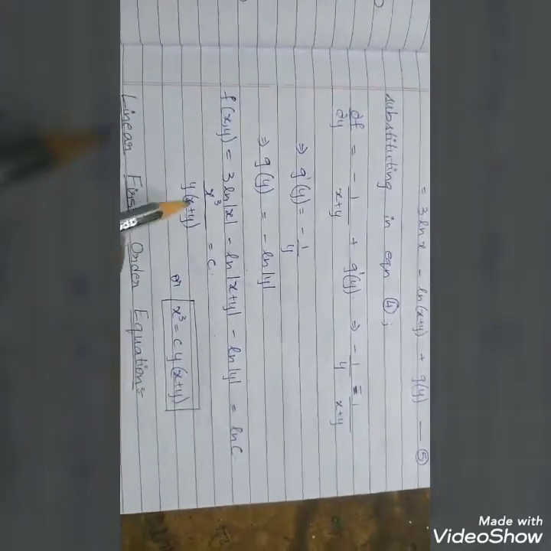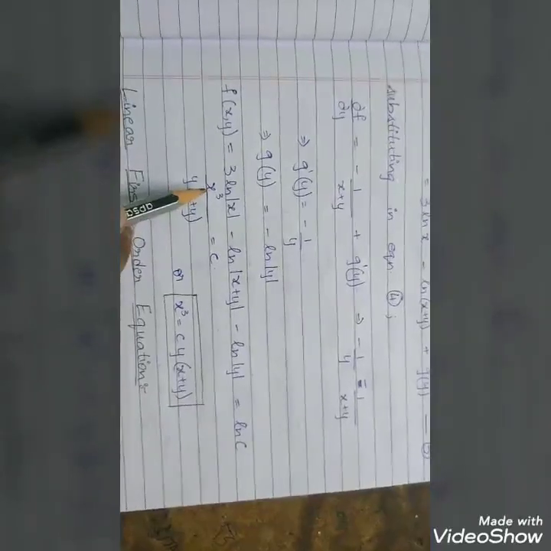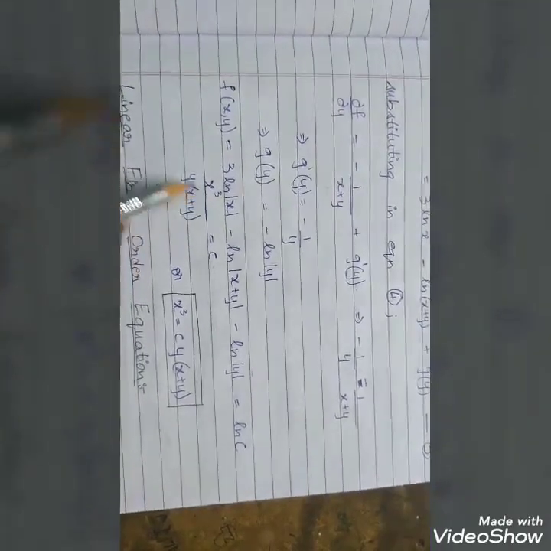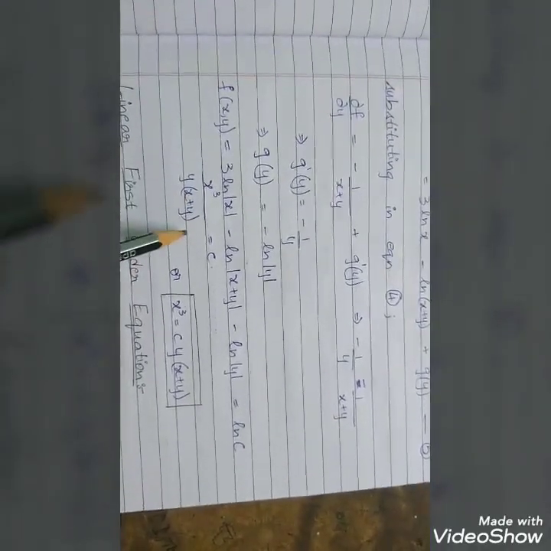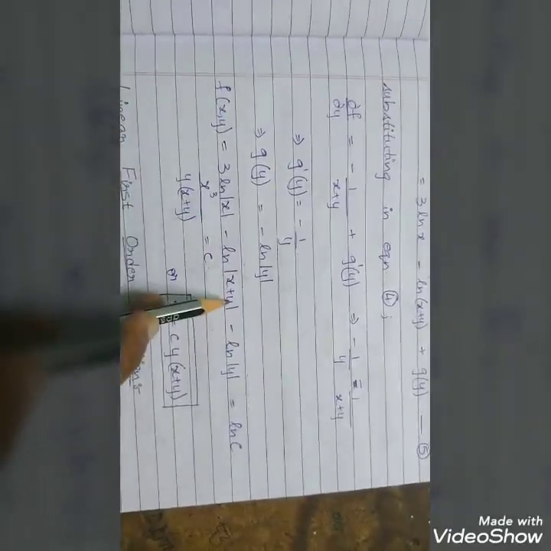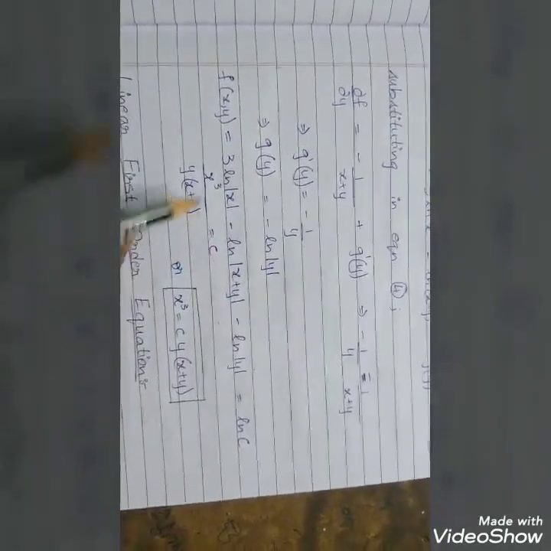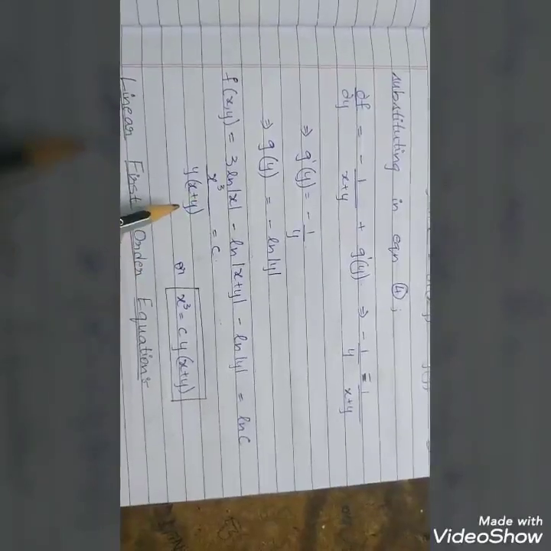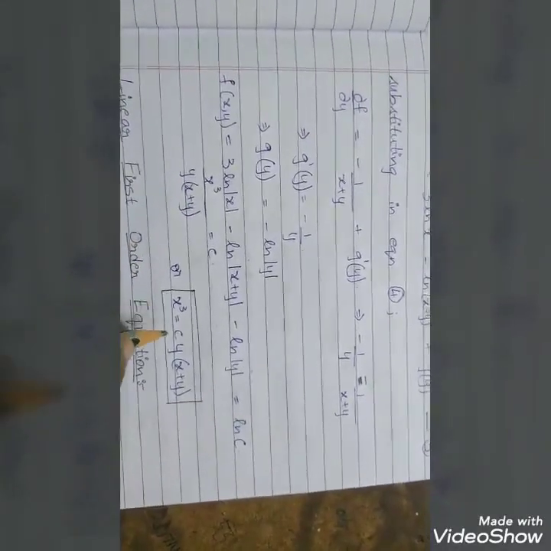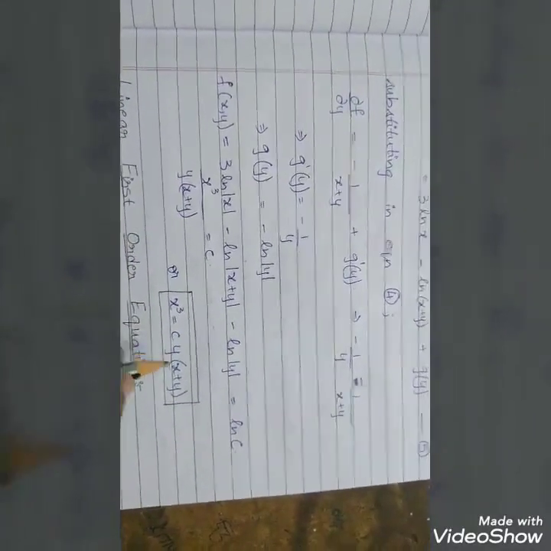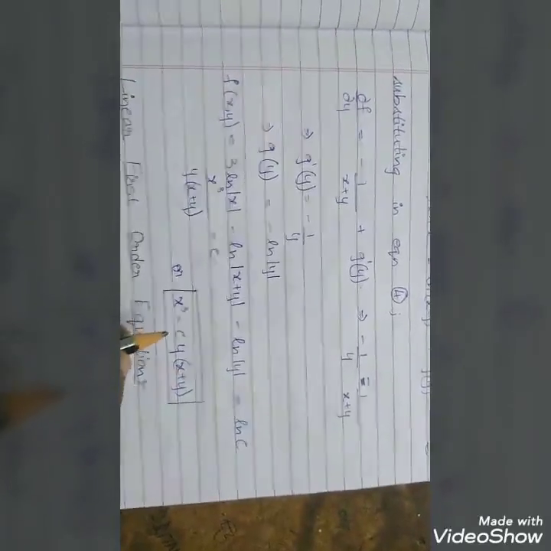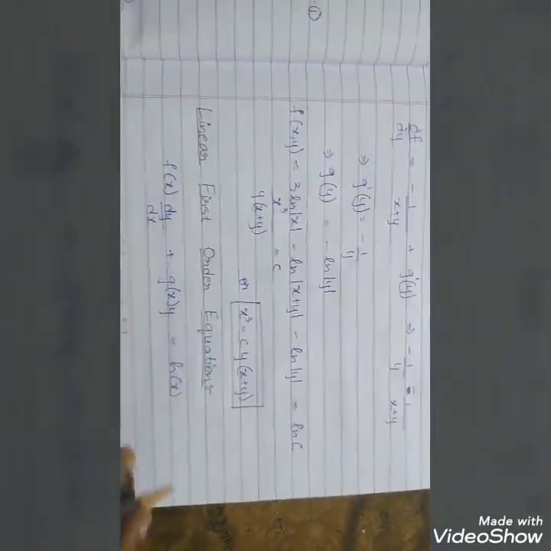Now if we remove ln from every side, we'll be getting x cube by y into x plus y, since log a minus log b is log a by b. Or this equation can be written as x cube is equal to c into y times of x plus y, wherein c is the integration constant.